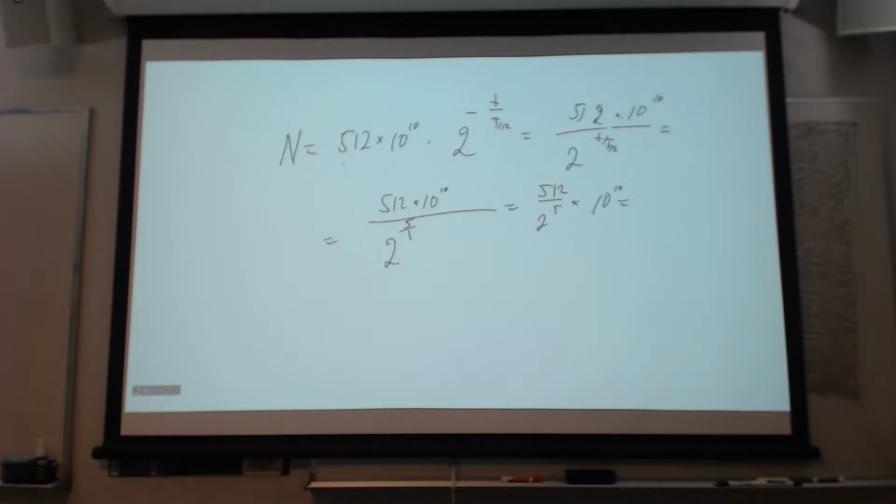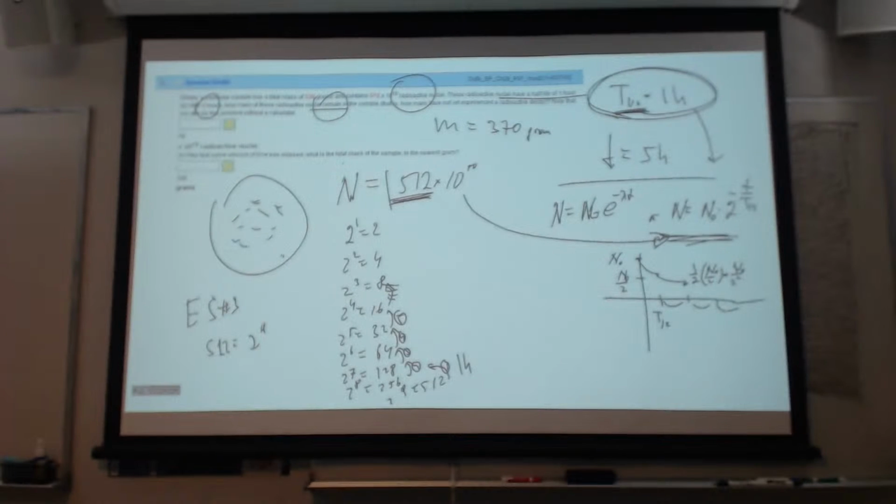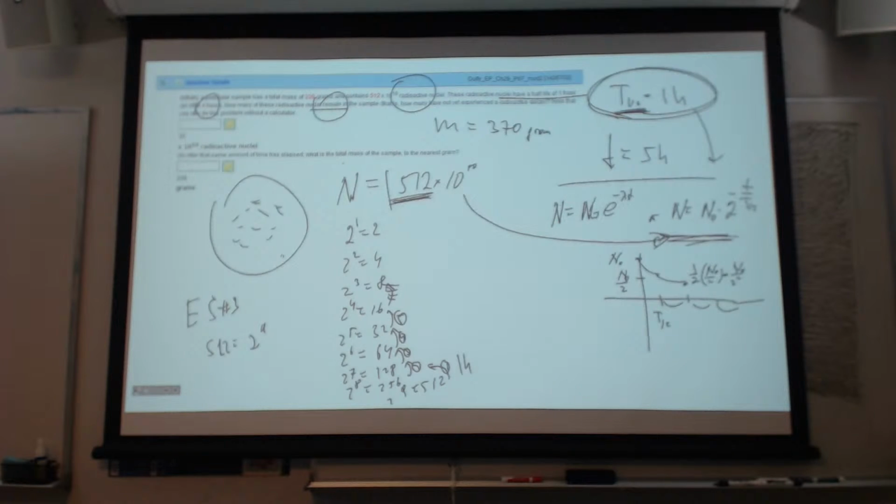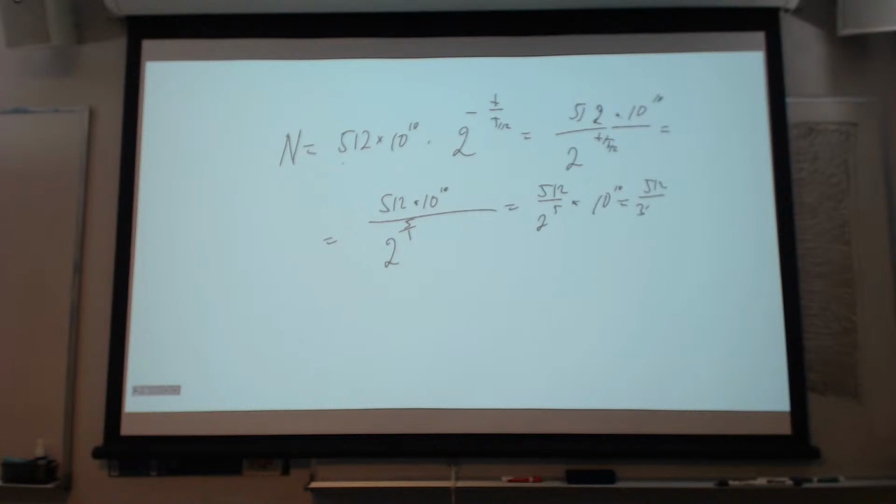Okay. That's the way I did it, and then once I inputted it into WebAssign, it said I was wrong, so I'm a little bit confused. I don't know. 512 over 5 hours, 1 hour, 32. 32.